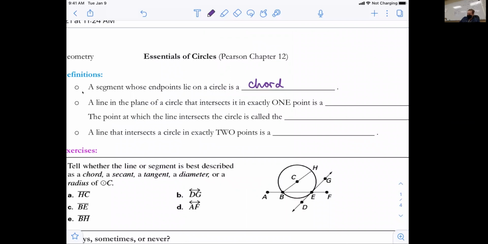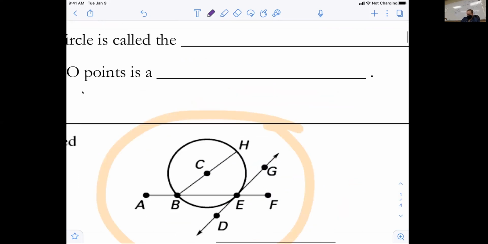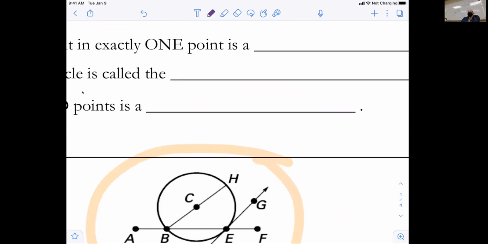If I'm looking at this diagram, can someone give me an example of a chord? Caleb? Which one? CB. That's not a chord. Missing a little bit. Donna? Say again. BE counts as a chord. Billy, did you see a different one? No, I saw the same one. Anyone else see a different one besides BE?